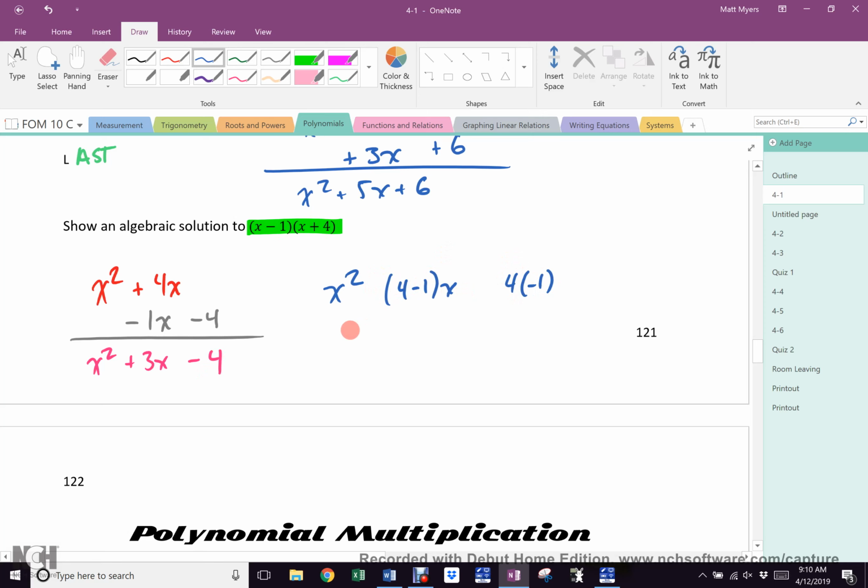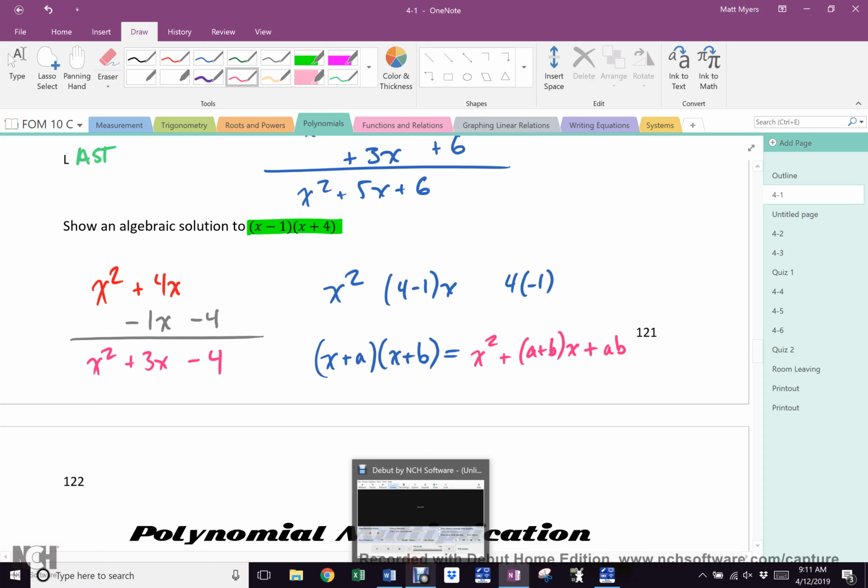So, if I were to write it out like this, x plus a, x plus b, notice I can only have a single letter there. What is the answer? X squared plus a plus b with an x, and then what did we do with these two to get the 4? Multiplied. So what do I do with a and b? A, b. Everybody cool? Don't write this down, just look.